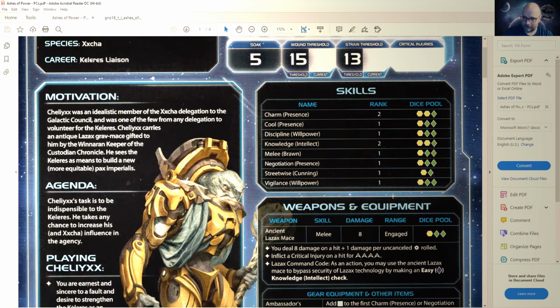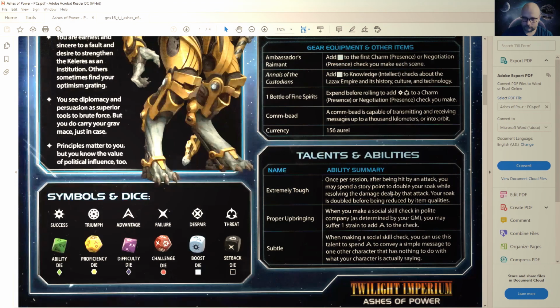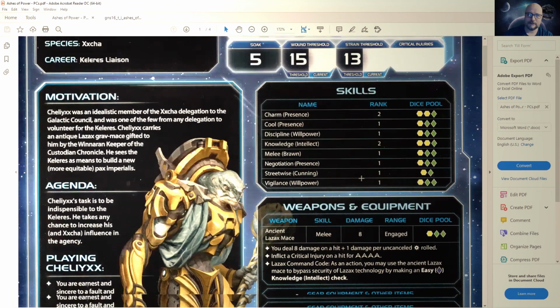Now, this one does have an ability, I should point out. Extremely tough, I feel like this is a racial feature. So once per session, they can spend a story point to double soak. That's pretty good. So yeah, it's very turtly.